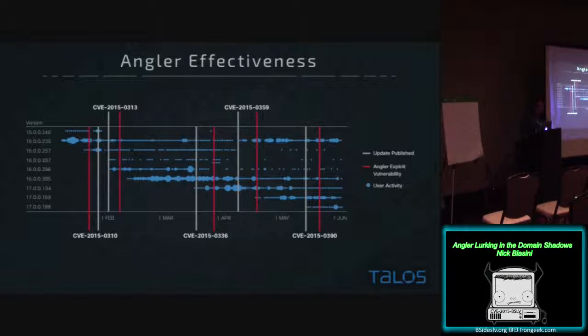So that's the reason why you still see Angler actively exploiting CVE-2015-0313, 0359, 0336. It's because it's still extremely effective at compromising systems. Users really don't patch, shockingly.